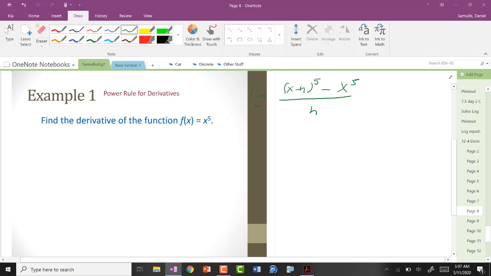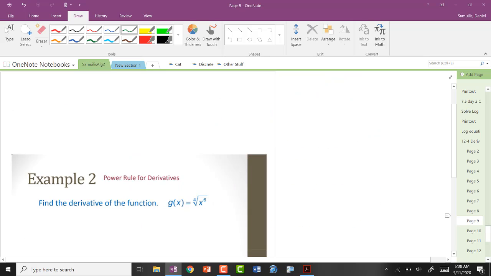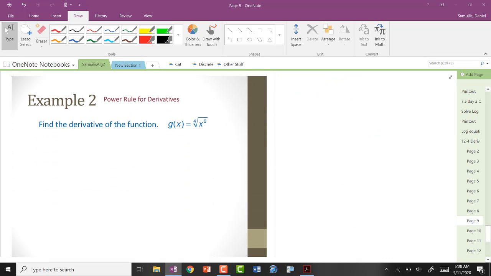Well, the fastest way to do this is literally taking my power, dropping it to the front, and then subtracting 1 off of that. So the derivative of x to the 5th is 5x to the 4th. And if you took the limit as h approaches 0 and used the limit formula for that, you would end up with this exact same thing, 5x to the 4th. Yeah, it's that easy, guys. All right, so finding the derivative of the function.